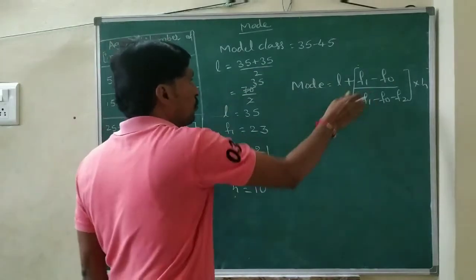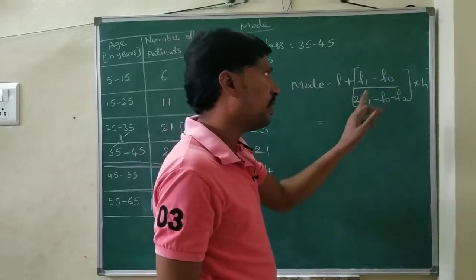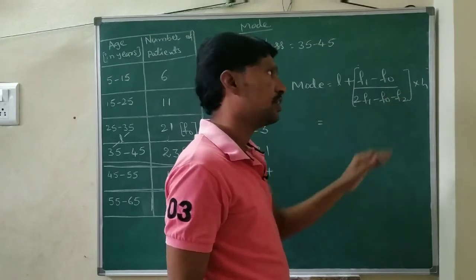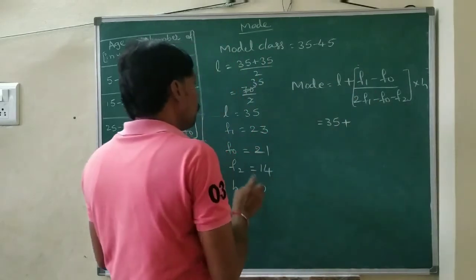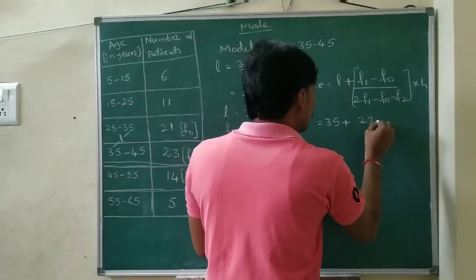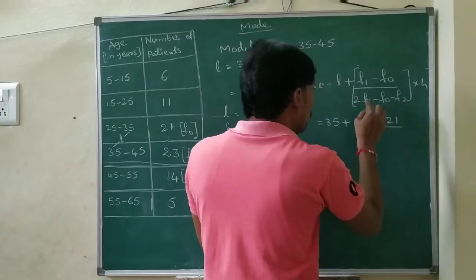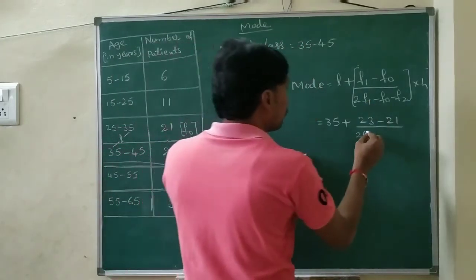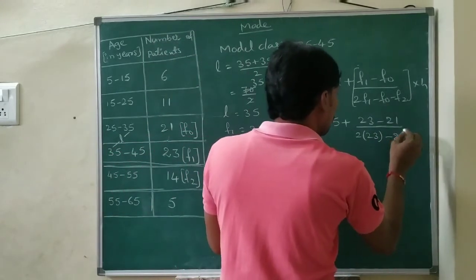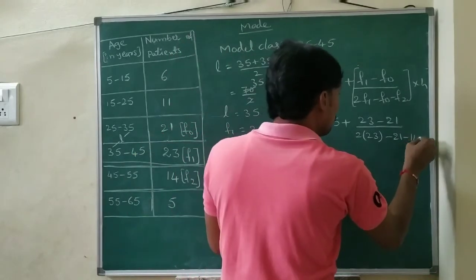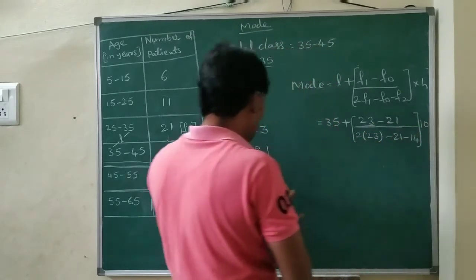Now all these values we need to substitute in the formula to get the mode. Mode equals L plus (F1 minus F0) by (2F1 minus F0 minus F2) into H. The L value is 35, plus F1 is 23, minus F0, F0 is 21, by 2 into F1, F1 value is 23, minus F0, F0 value is 21, minus F2, F2 value is 14, into H, the H value is 10.